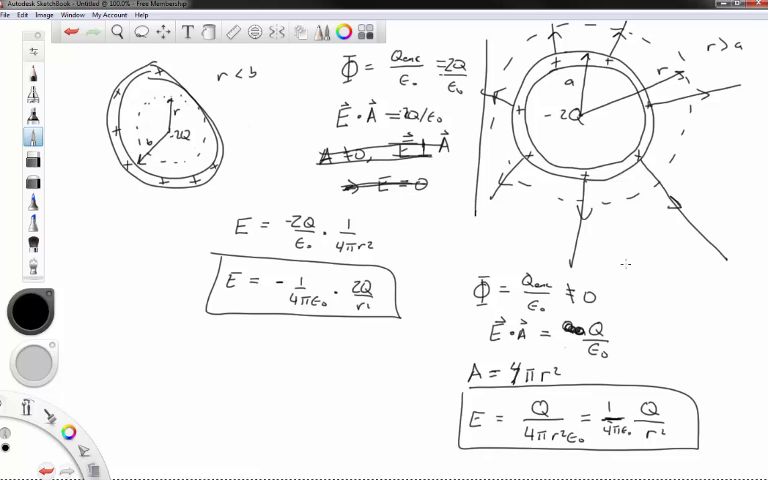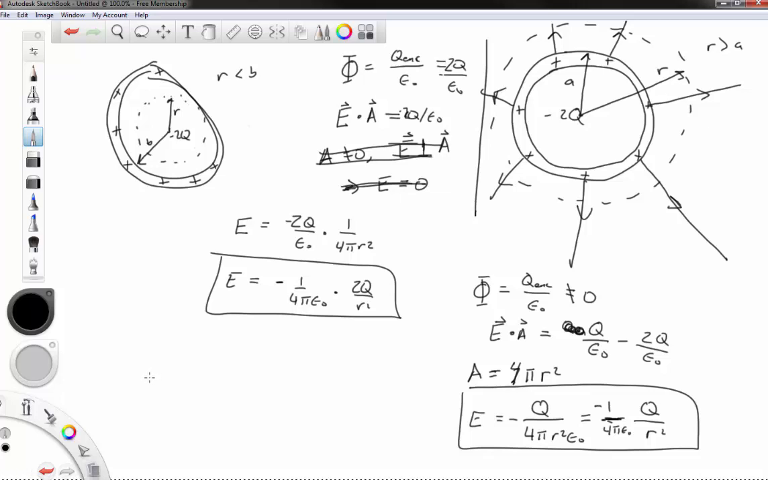Now, if we go outside of the conductor, what you end up getting is a total charge enclosed of Q for the conductor minus 2Q for the thing that's placed at the center. And so you end up with a total electric field of negative 1 over 4 pi epsilon naught times Q over r squared, which is the equivalent field to as if you had placed minus Q here at the center and had no conductor. So this brings up an interesting question.